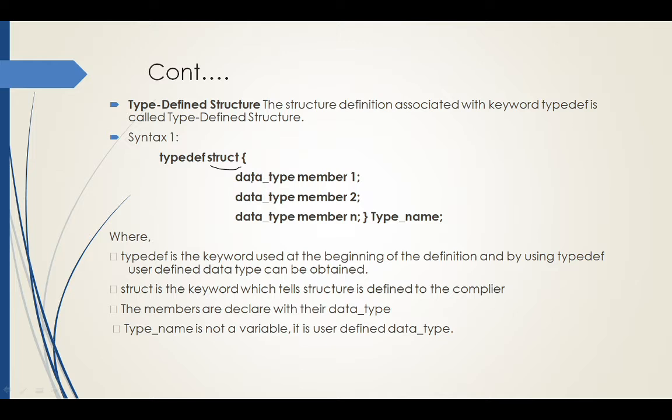So the first member is declared with its data type. In the previous example we saw the name data type is character, whereas the salary data type is float and age data type is integer. So you can declare members of different data types for the structure. The type name is not a variable, it is not a member of the structure, it is a user defined data type, a name of the structure.